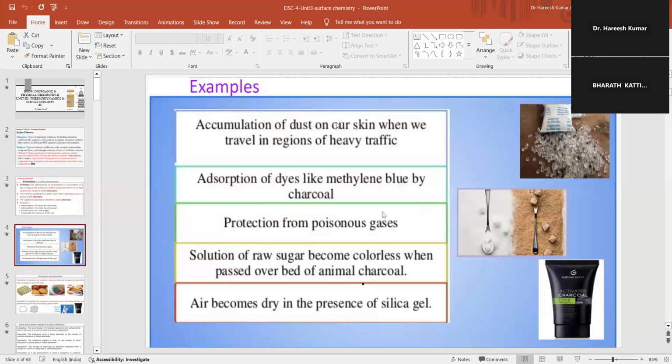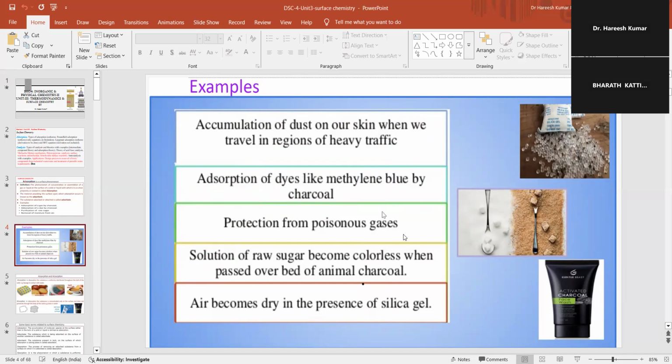So here, accumulation of the dust on our skin when we travel in regions of heavy traffic. So in this one, the skin will act as an adsorbent, and the dust particle will act as an adsorbate. Then adsorption of the dye like methylene blue by charcoal. That means charcoal will act as an adsorbent. Methylene blue will act as an adsorbate.